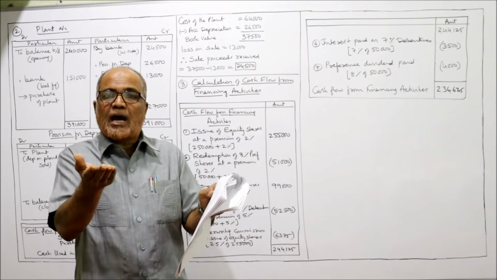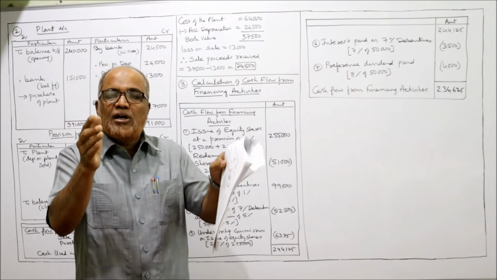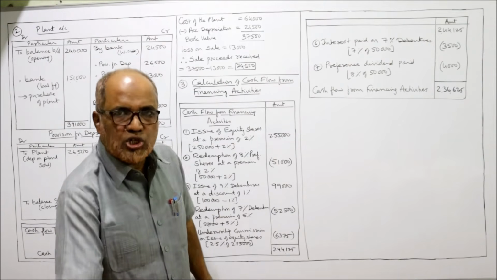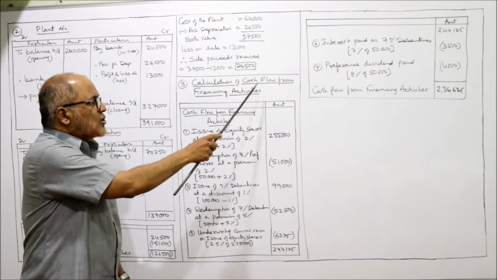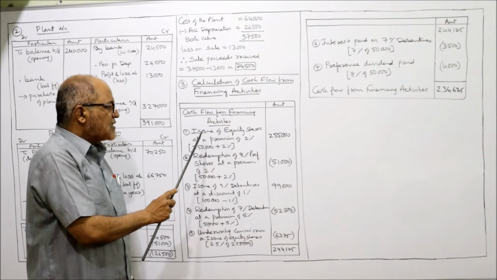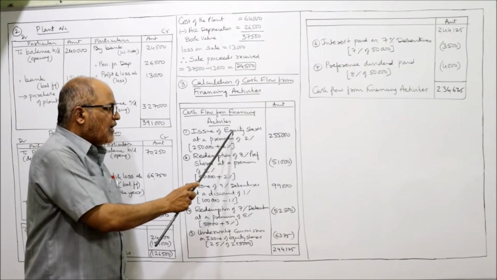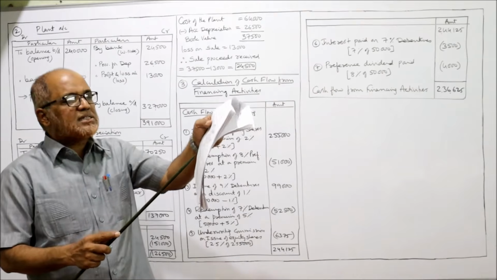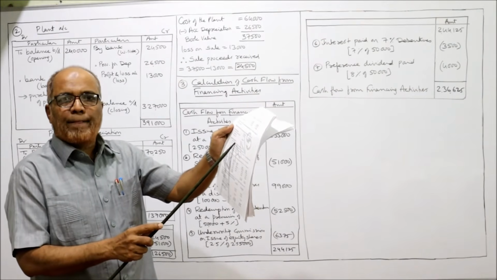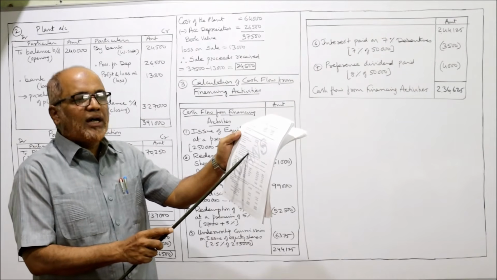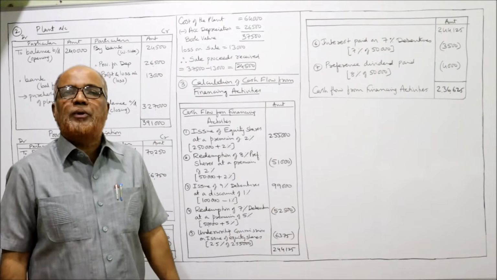So equity share capital has increased. That means during the year shares were issued. So here, calculation of cash flow from financing activities. First one, issue of equity shares at a premium of 2%. How do we know the premium? Next line, additional information given: equity shares were issued at a premium of 2%.